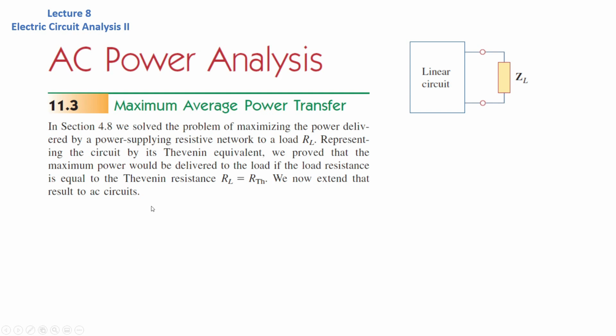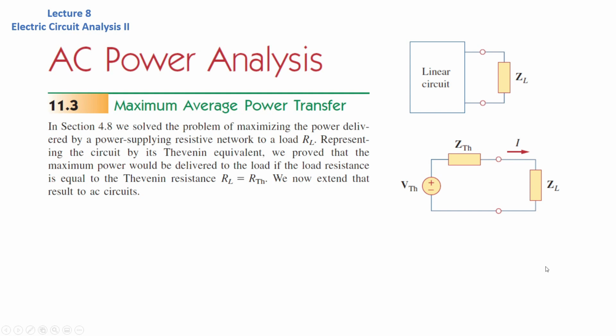So in a previous course we've already seen that in DC circuits maximum power is transferred to the load when load resistance RL is equal to the Thevenin equivalent resistance of the DC circuit. So in this lecture we will find the condition that allows us to deliver maximum power from this circuit to this load, and in order to do that we will first find the Thevenin equivalent of the AC circuit.